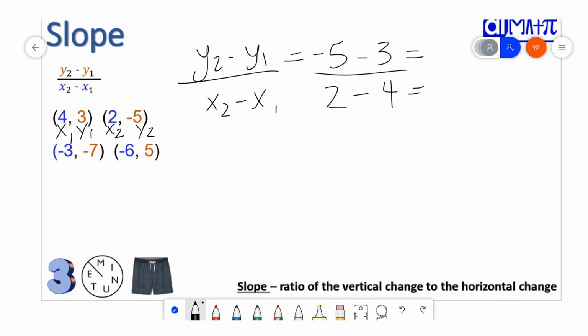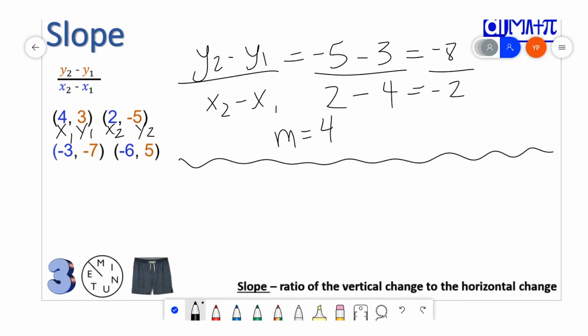I'm going to go through each one of these and do exactly what the operation says, which is subtract. -5 minus 3 is going to give us -8. 2 minus 4 is going to give us -2. -8 over -2 can be simplified, so I'm going to simplify that, and that is going to give me 4. That means the slope is going to be 4. And remember, M represents slope.